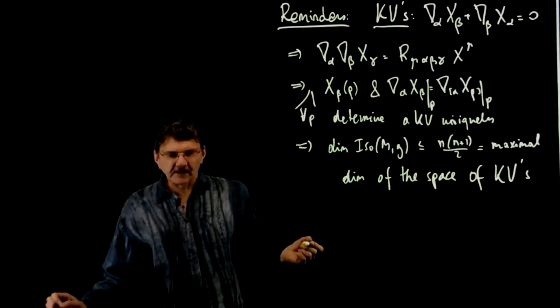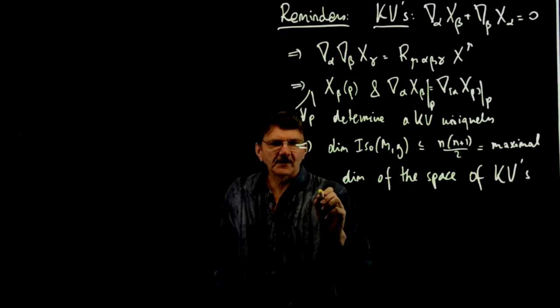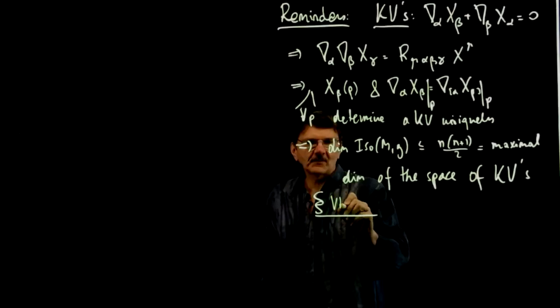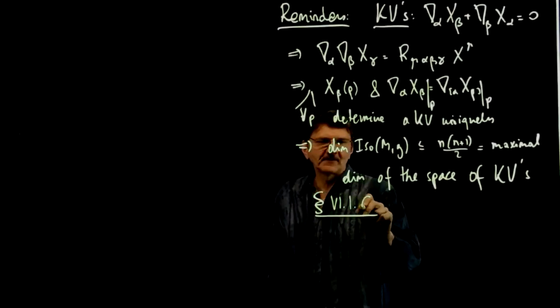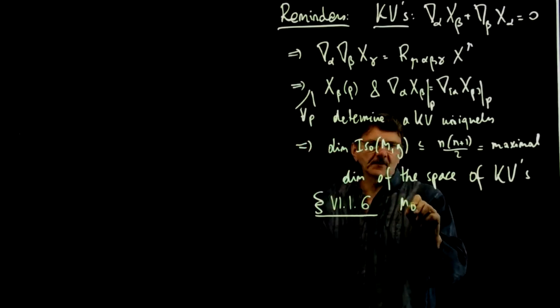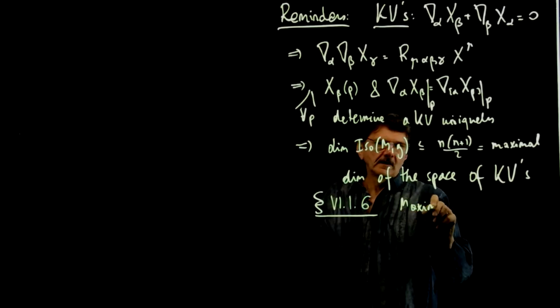And with a little help from Eva, we'll be able to start a new paragraph. It should be 6.1.6. Good. So that would be maximally symmetric manifolds.